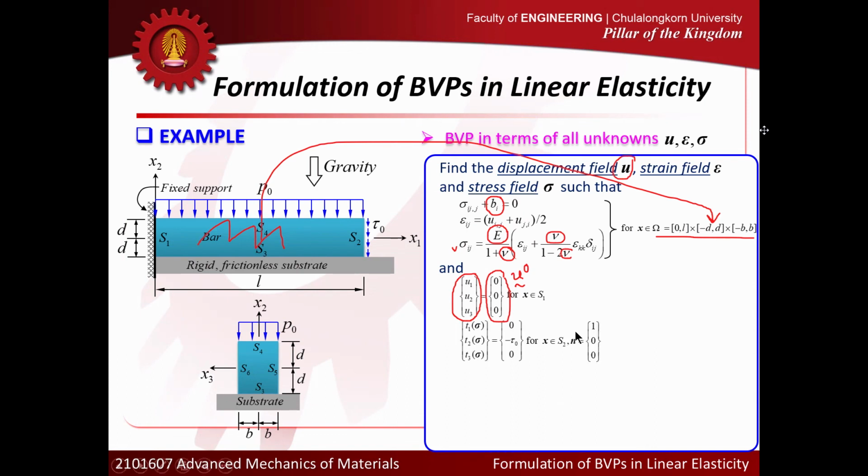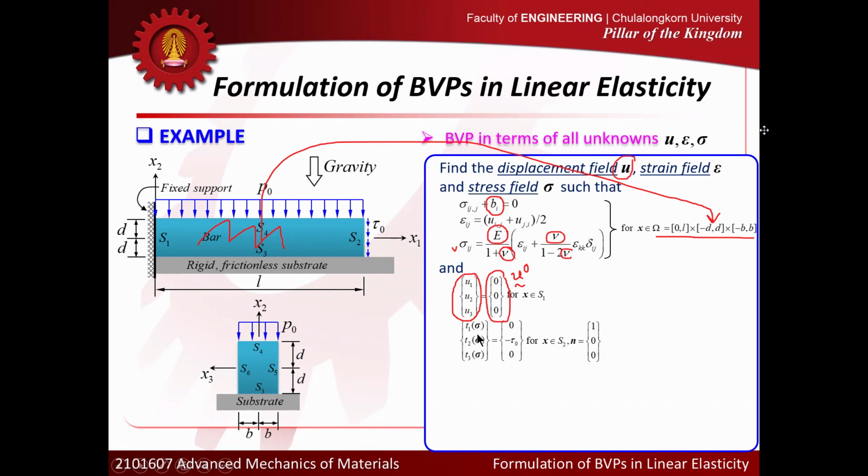For the surface S2, we know the traction, right? So the traction T1, T2, and T3 are completely known there. So I will set the value of the traction equal to the one that we prescribed. So this is T0, okay? And on the left-hand side here, we just say that, okay, T1, T2, T3, I write down that one in terms of stress. What does it mean?